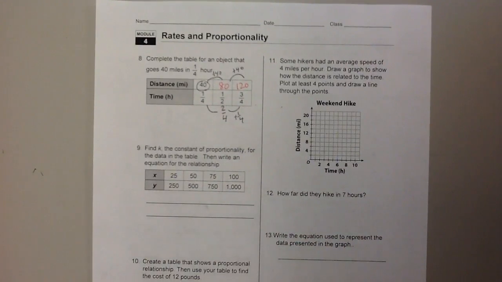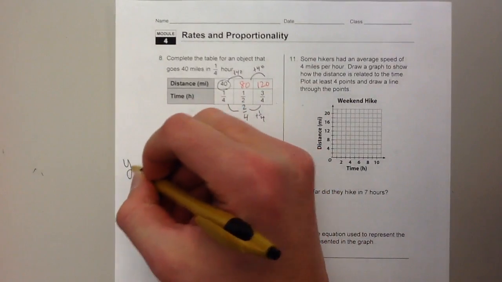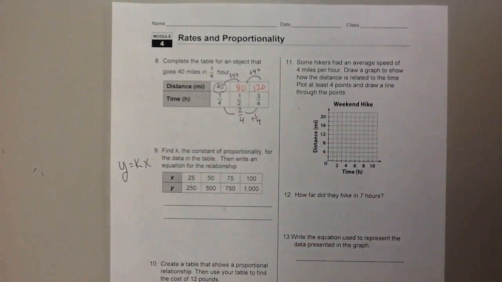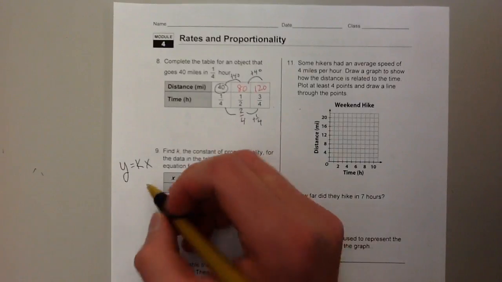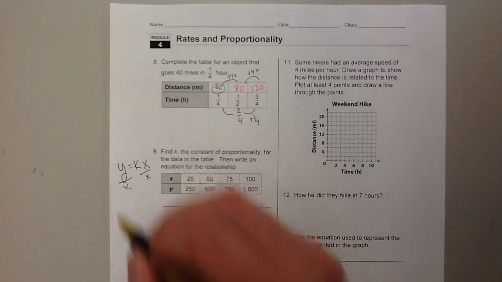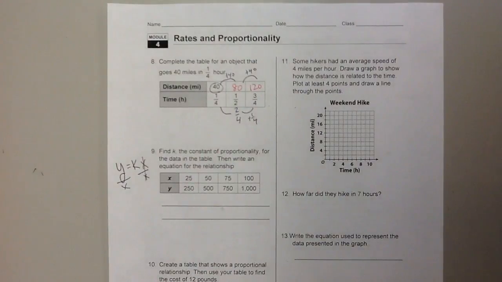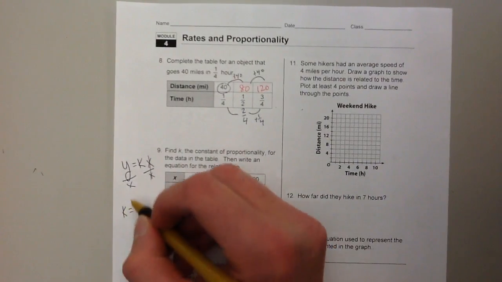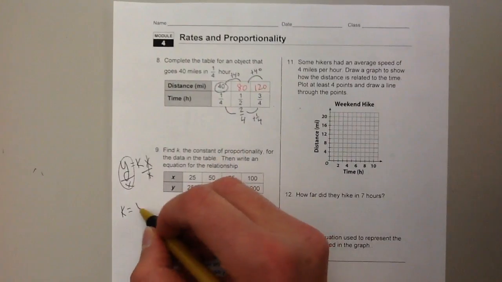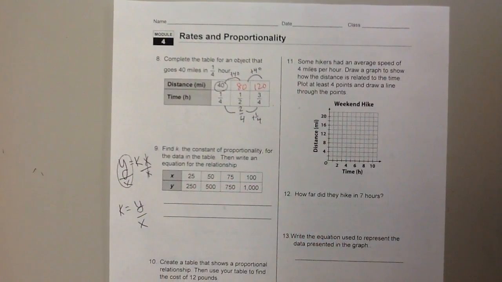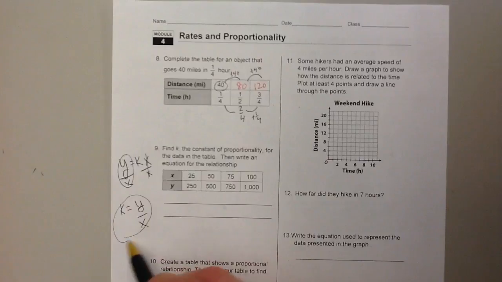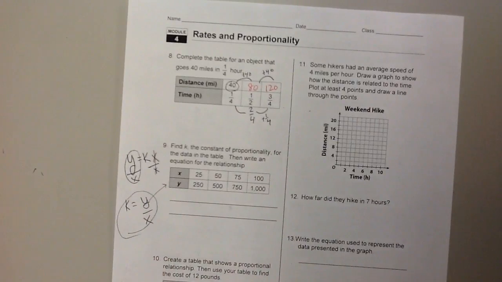Number 9, find K, the constant of proportionality for the data in the table. Then write an equation for the relationship. Okay, so I want to find K. Remember, the equation that we're using is y equals K times X. That's the equation. But if I want to find out what K is, what I can do to get K by itself is divide both sides of that equation by X. And so these X's would simplify, and K would be equal to y divided by X. Okay, so now I can use this equation to figure out what K is based on this table.